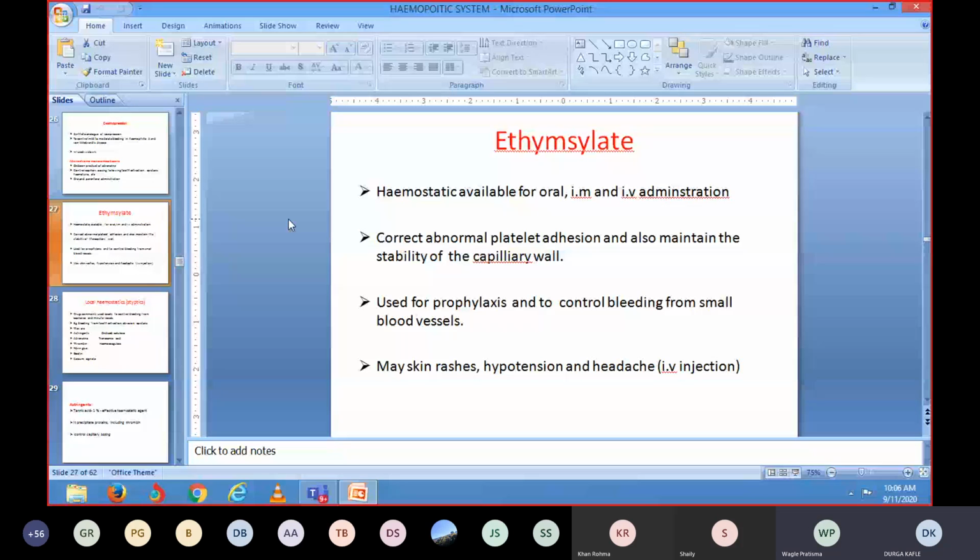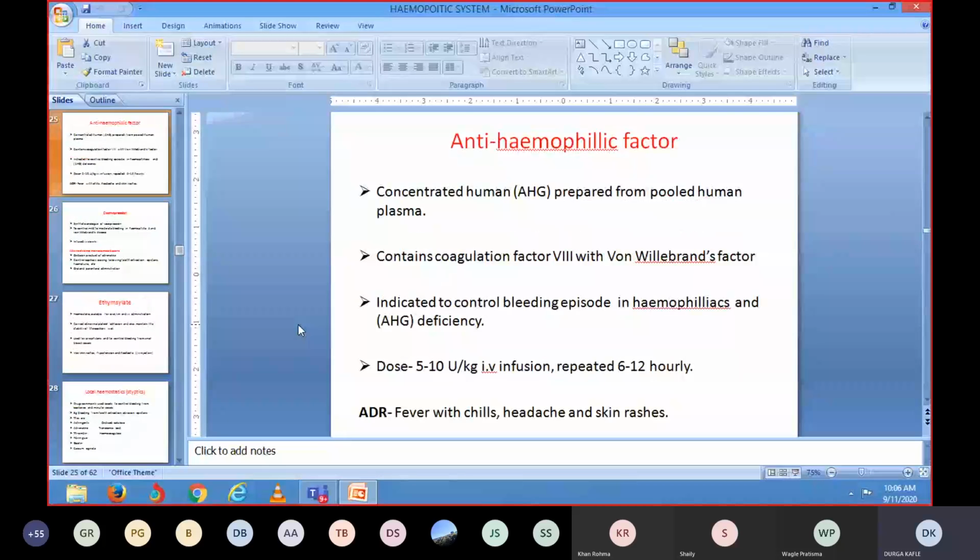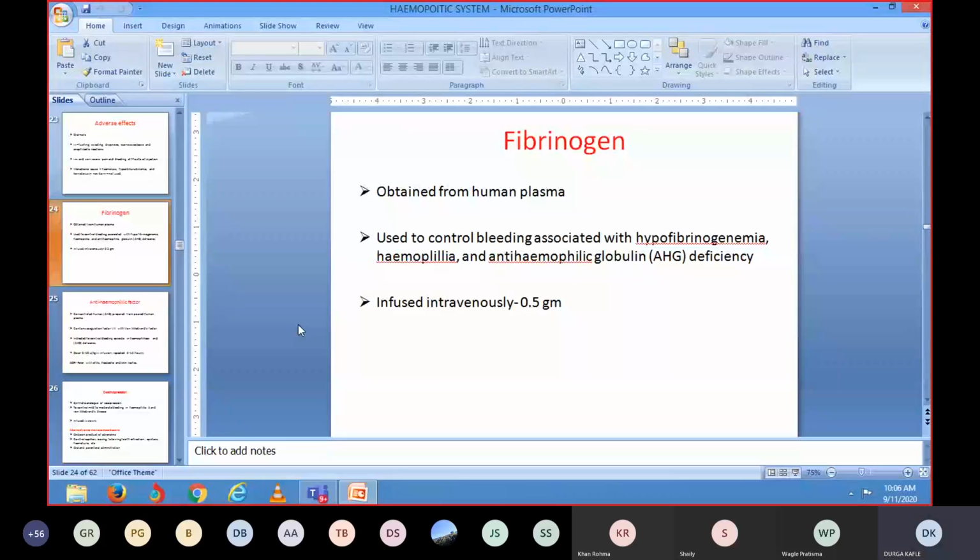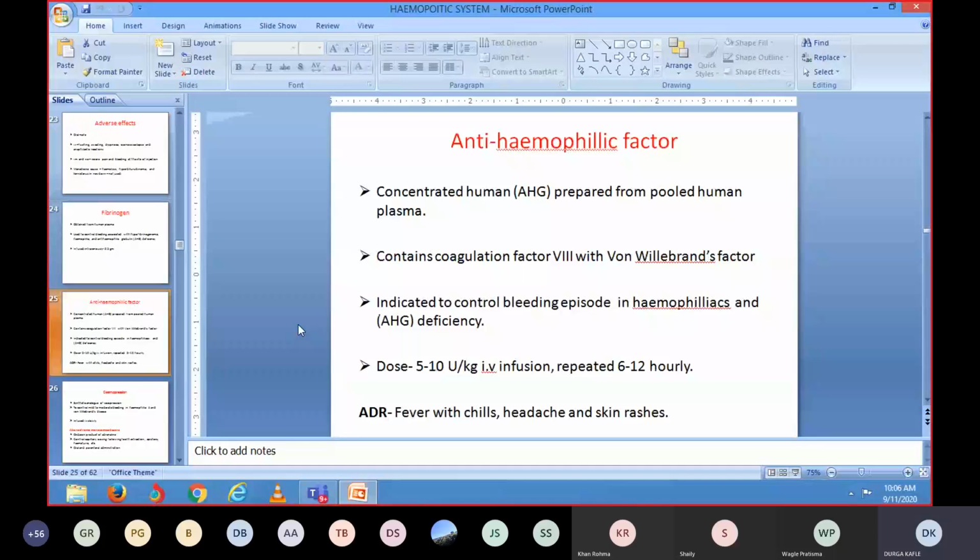So yesterday we finished systemic coagulants. In systemic coagulants we have different agents like vitamin K, desmopressin, ethamsylate, antihemophilic factor, fibrinogen. So these are the different parenterally or orally given, that is, systemically used coagulant agents. Today we'll be starting from the local hemostatic agents, also known as styptics.